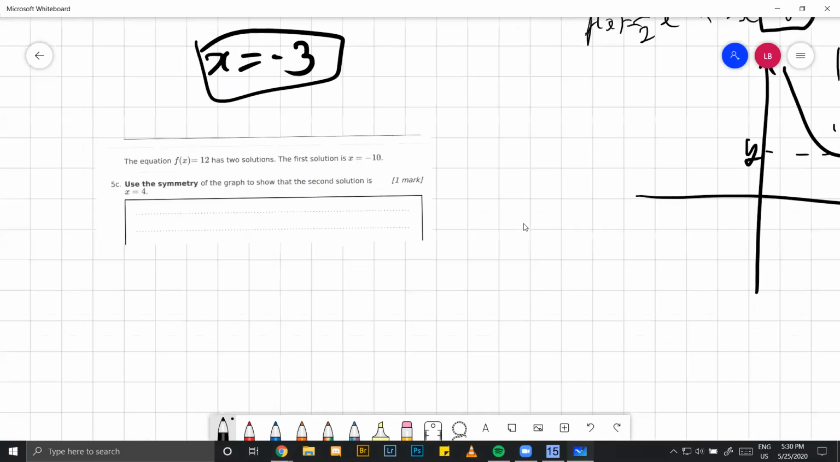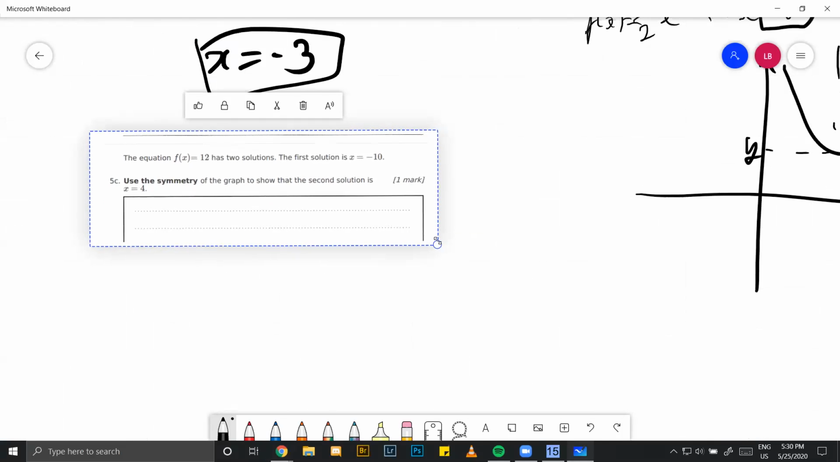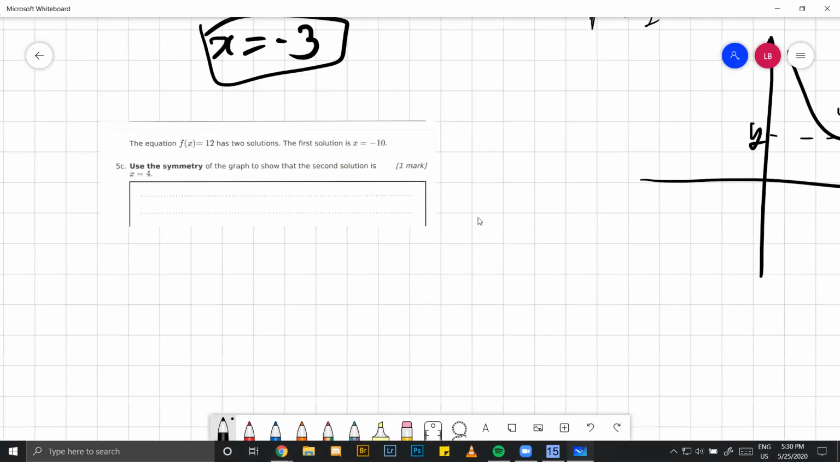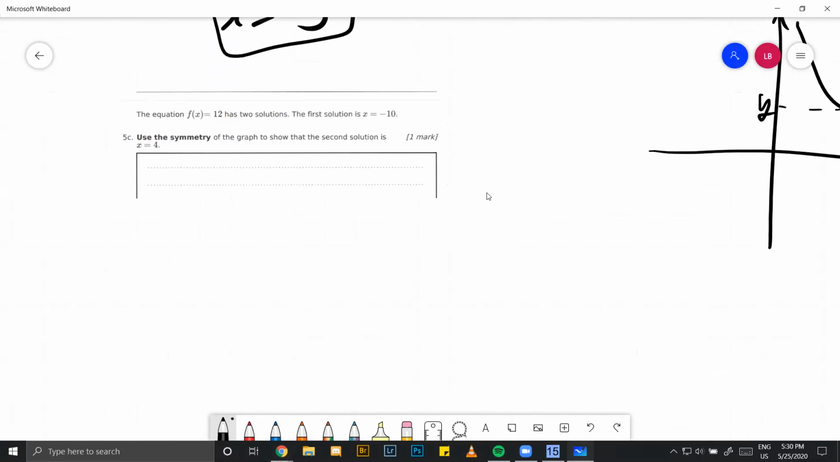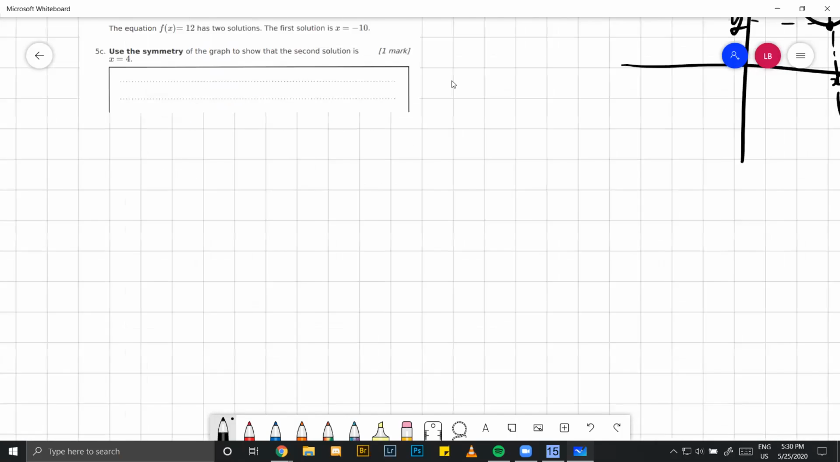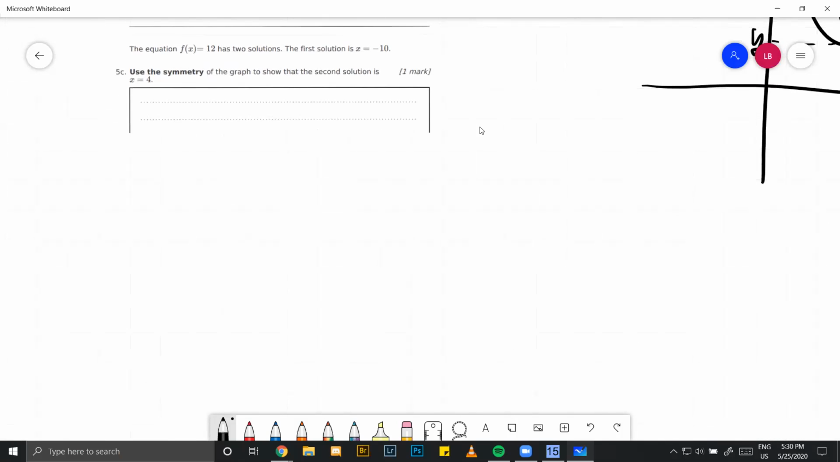Okay, so f of x equal to 12 has 2 solutions. This is the symmetry of the graph. So the second solution is x equal to 4. Basically what it means by f of x equal to 12 is that if you were to graph f of x arbitrarily, whenever f of x is equal to 12, that's when you're going to get solutions. So when f of x is equal to 12 is negative 10.